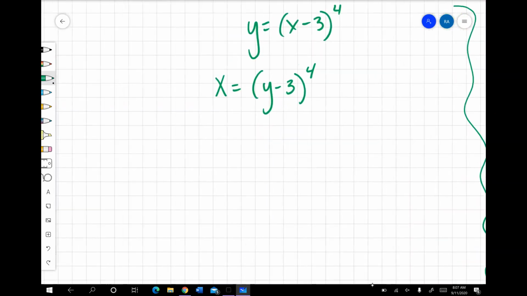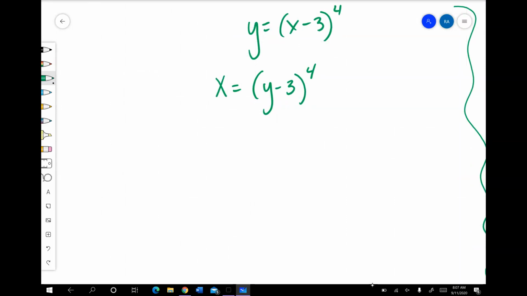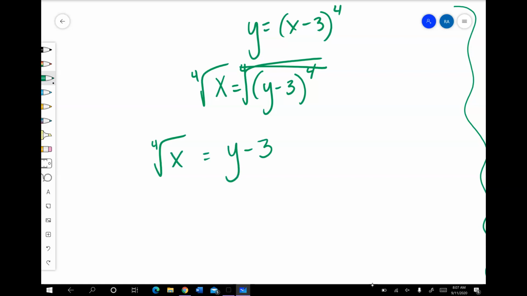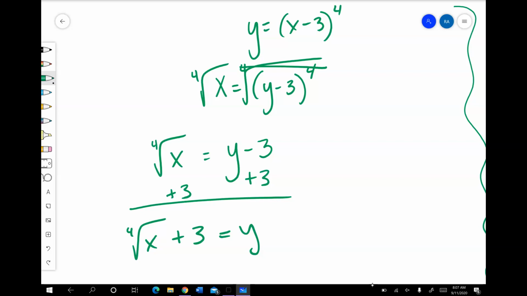So I want to get rid of this fourth power. So I'm going to take the fourth root of both sides. And so I'm left with the fourth root of x is equal to y minus 3. And then we're just going to add the 3, and I get the fourth root of x plus 3 is equal to y, which in turn turns into f inverse of x is equal to the fourth root of x plus 3. Okay? All right.